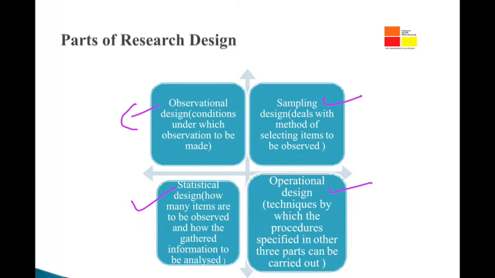Then statistical design: how many items are to be observed and how the gathered information is to be analyzed. Now it is something related to hypothesis testing also, which we will be taking care of in subsequent videos. Earlier also I explained the research hypothesis. So statistical design covers how many items are to be observed, the number you will be taking, and then how you will be analyzing, what methodology you will be using to analyze the data collected. Operational design covers the techniques by which the procedures specified in the other three parts can be carried out.